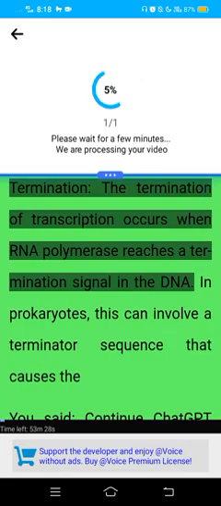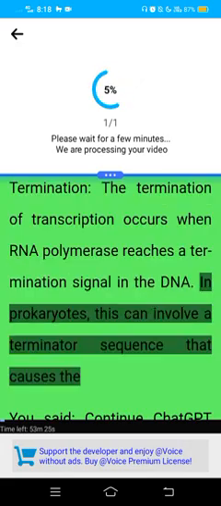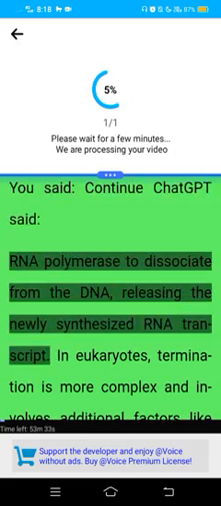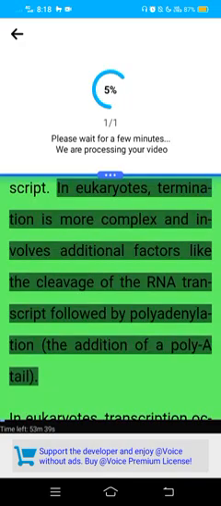Termination. The termination of transcription occurs when RNA polymerase reaches a termination signal in the DNA. In prokaryotes, this can involve a terminator sequence that causes RNA polymerase to dissociate from the DNA, releasing the newly synthesized RNA transcript. In eukaryotes, termination is more complex and involves additional factors like the cleavage of the RNA transcript followed by polyadenylation, the addition of a poly A tail.